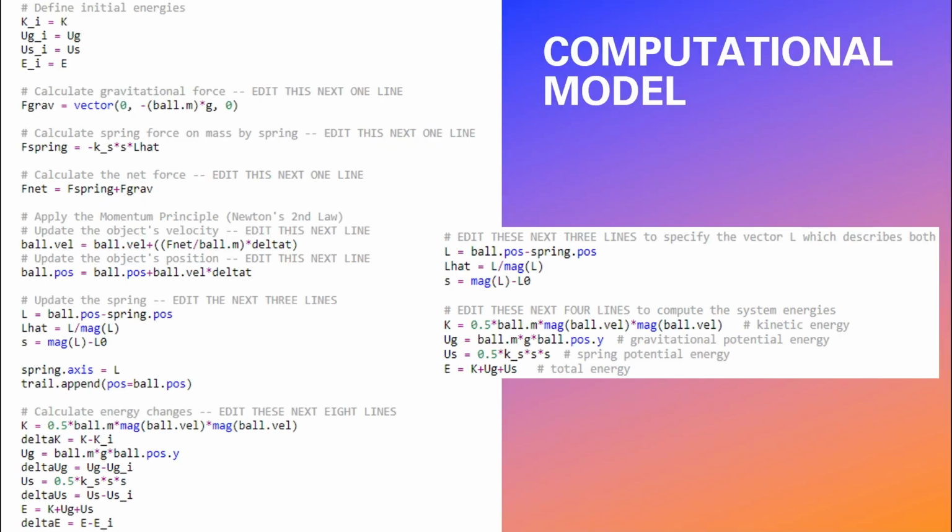So, this is my computational model. As you can see, the most relevant values are ball velocity and ball position. Ball velocity is using the velocity update formula that is dictated by Newton's second law, and then ball position is the position update formula based on the velocity update formula. So it's once again derived from Newton's second law.